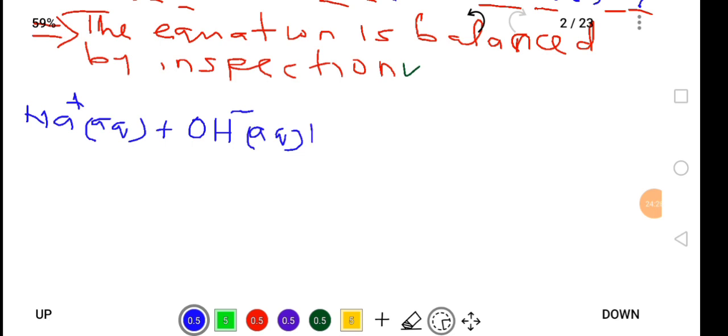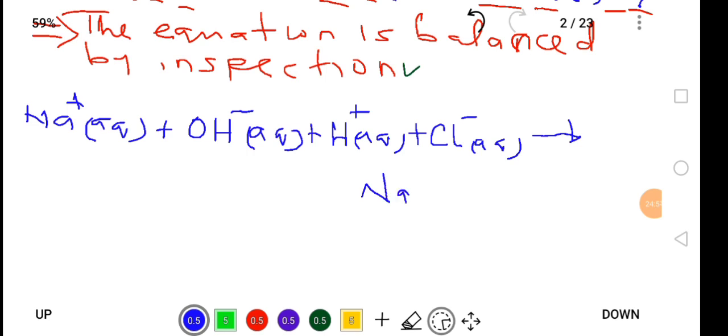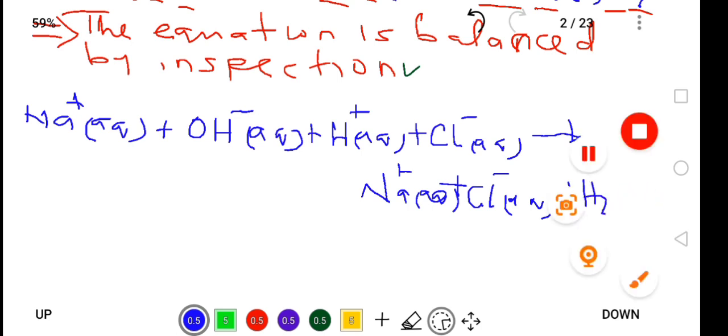This is reacting with hydrochloric acid in aqueous state, hydrogen ion aqueous plus a chloride ion in aqueous state, and this will give us sodium chloride, which will also be in aqueous state, sodium ion plus chloride ion aqueous, then plus water in liquid state.